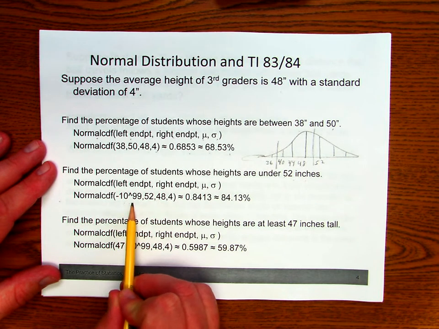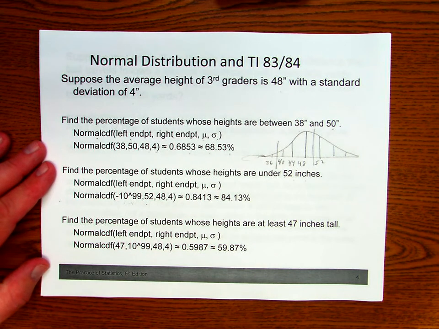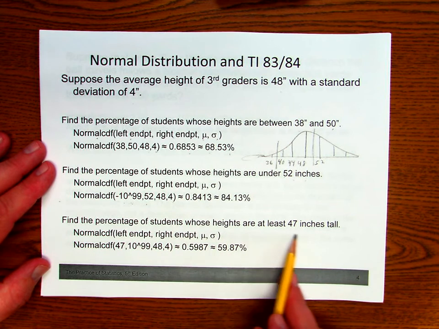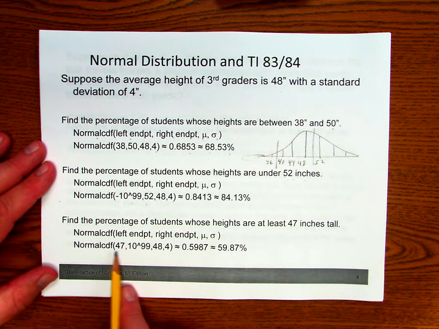Then the mean and standard deviation. The mirror image to that one: find the percentage of students whose heights are at least 47 inches tall. So the left bound is 47. There is no actual right bound, so we put in an arbitrarily large number, 10 to the 99th.